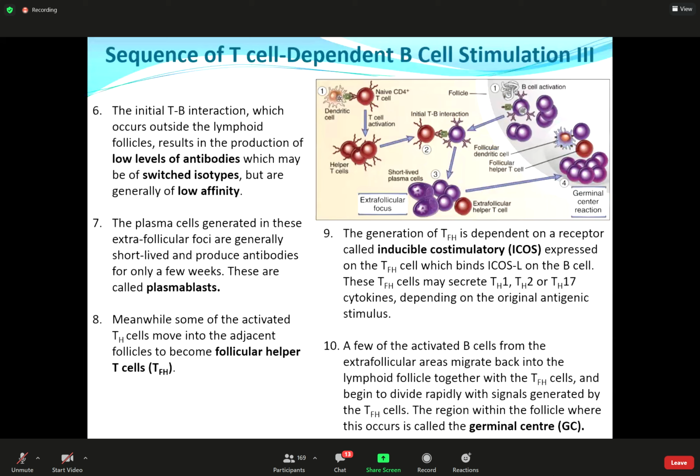Another important ligand receptor interaction is this molecule called ICOS, or inducible co-stimulatory molecule, where ICOS is expressed on the TFH cell and ICOS ligand is expressed on the B cell. This also delivers another set of signals to induce further differentiation of that effector T cell into a fully functional TFH cell, as well as into inducing the different changes within the B cell.